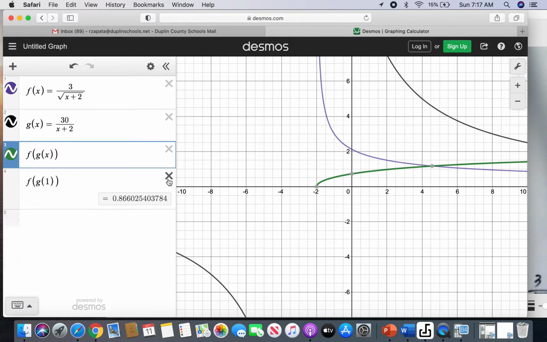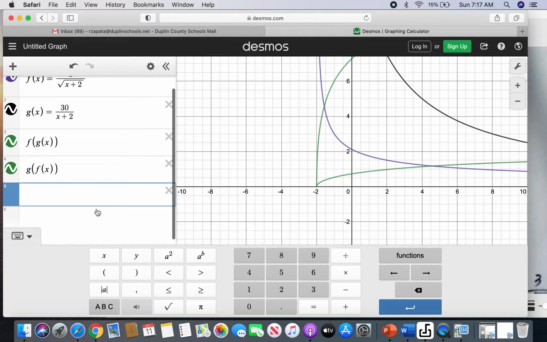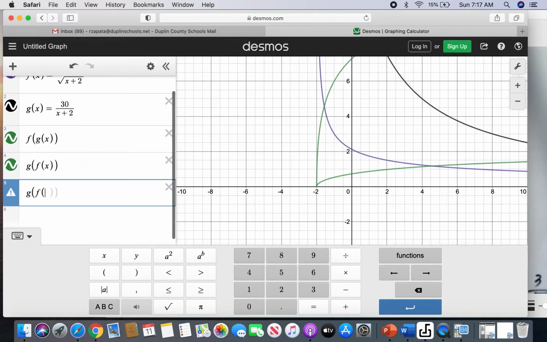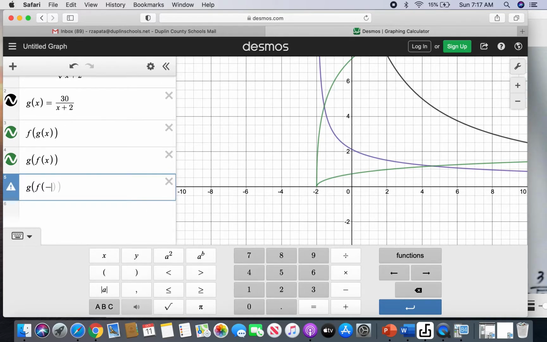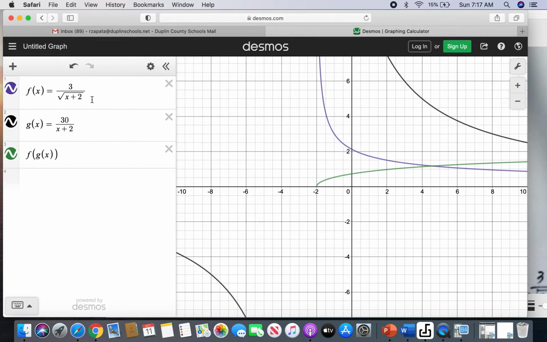Now, I can also compose g of f. So let's say g function of x. And that's the graph when you're composing g of x. It's also a radical expression. So I can even evaluate it, g function of, let's say, negative 2. And it gives you 0. Negative 1 gives us positive 6, which is actually that. So whatever you can think of, just write the two equations on your Desmos graphing calculator and start composing.